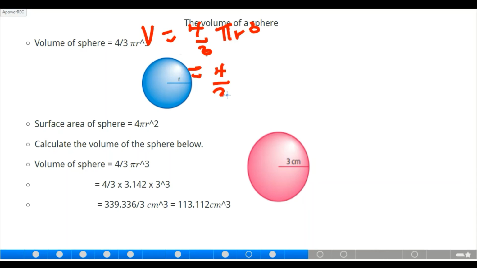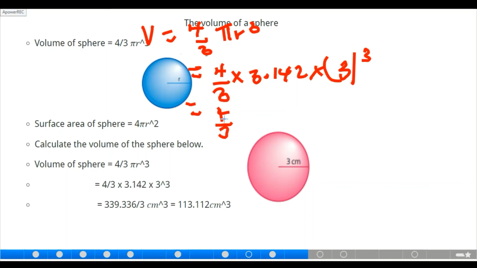So we have 4 over 3 multiplied by 3.142, multiplied by 3 raised to power 3. 3 raised to power 3 is what? That is 3 times 3 times 3, which is 27, isn't it? So multiply by 27.